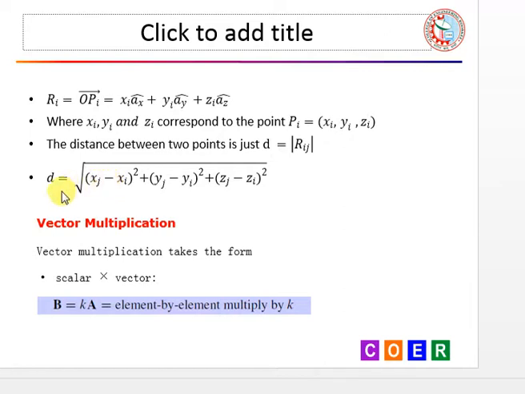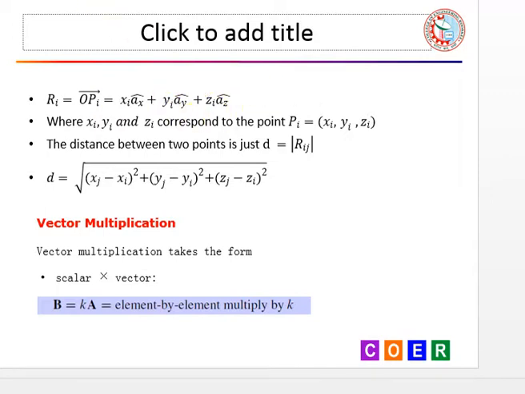So on the basis of these vectors, we can write the expression for the distance vector D equal to the square root of (xj minus xi) squared plus (yj minus yi) squared plus (zj minus zi) squared. This is the distance vector. And Ri, please see here, Ri and OPi, this is the position vector.